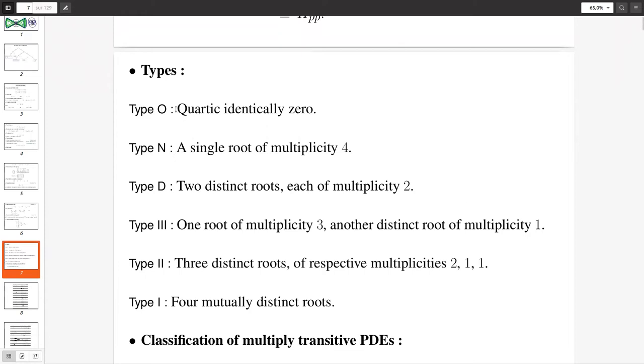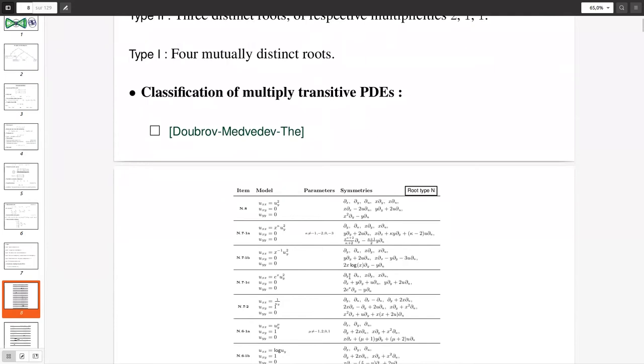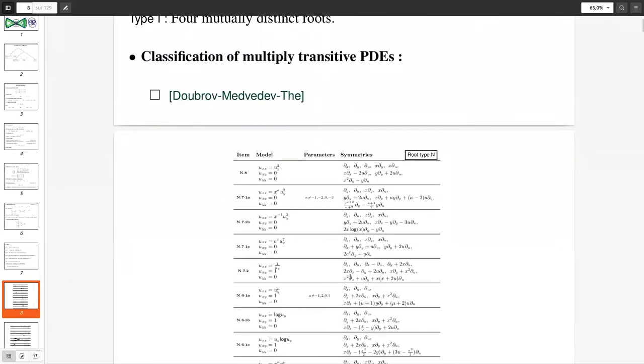Either the quadric is identically zero, or there's a single root of multiplicity four, two distinct roots of multiplicity two each, etc. So we can pre-classify. I don't want to say classify because it's not enough. You can pre-classify what can happen from the root combinatorics. And the full classification of multiply transitives was done over complex numbers by Doubrov, Medvedev, and The.